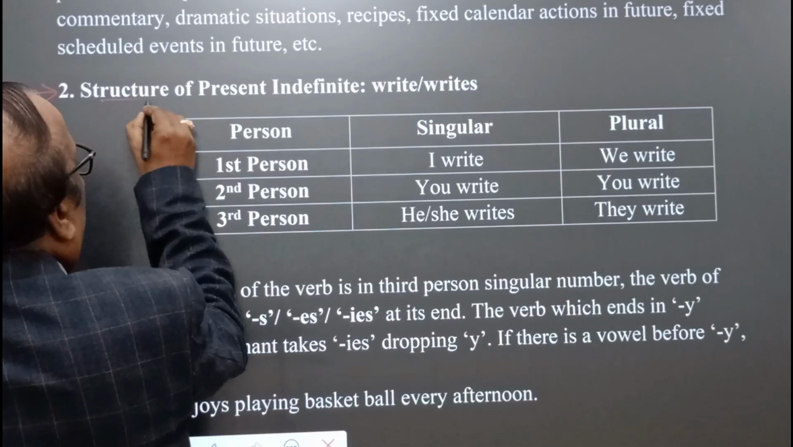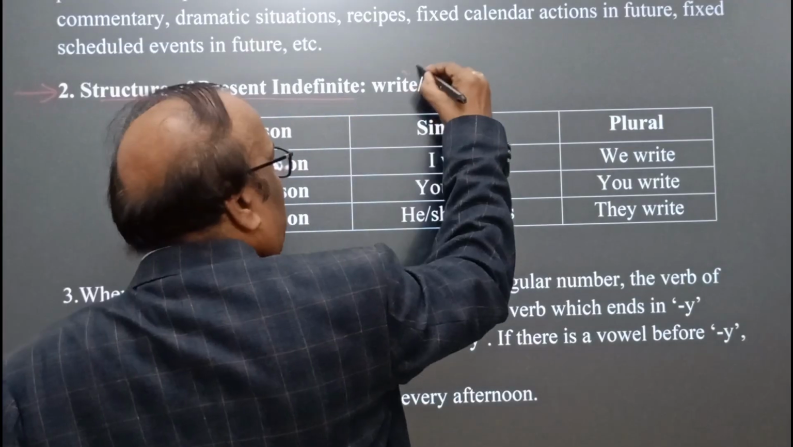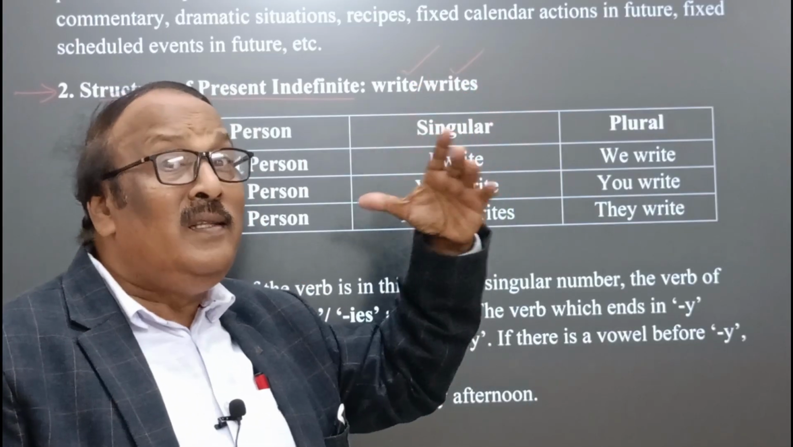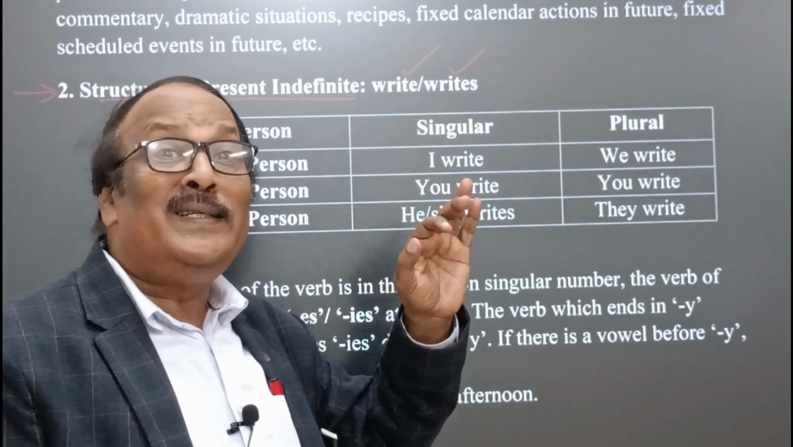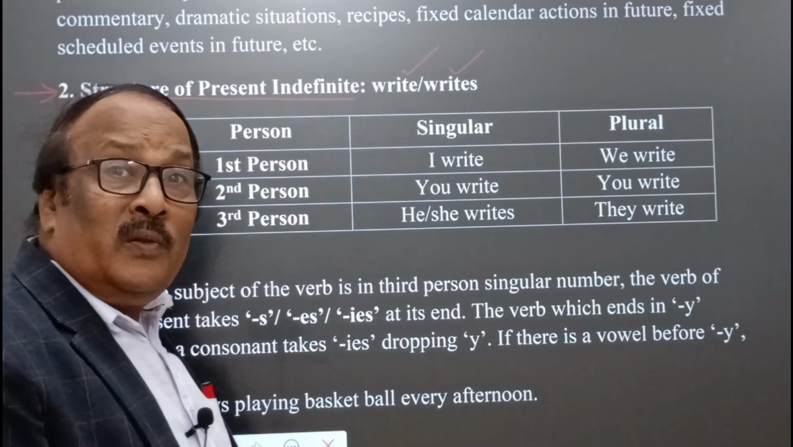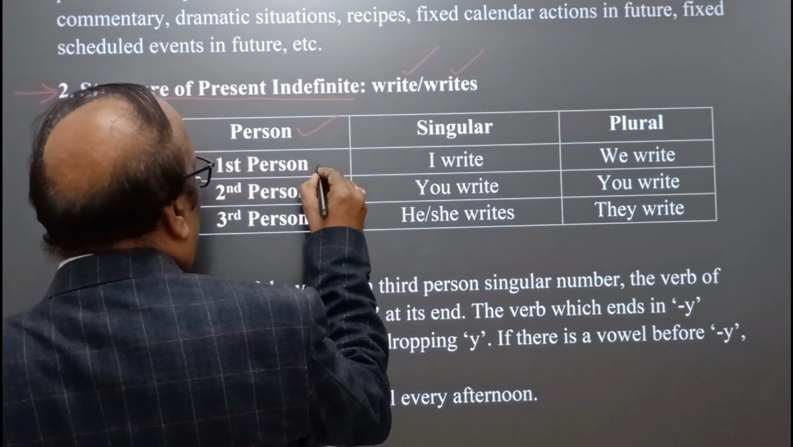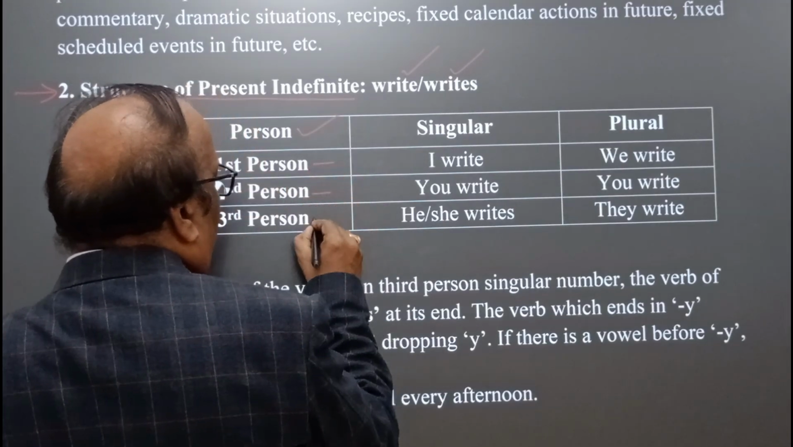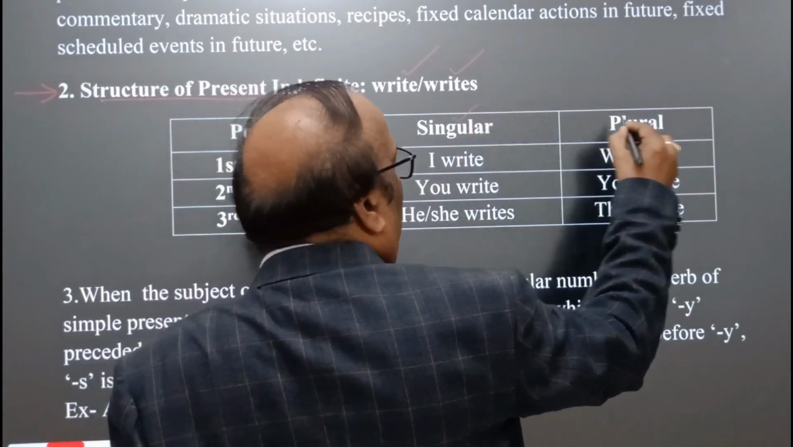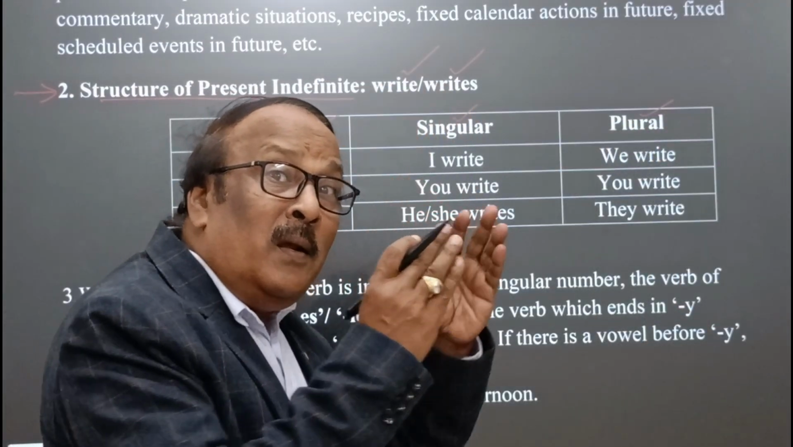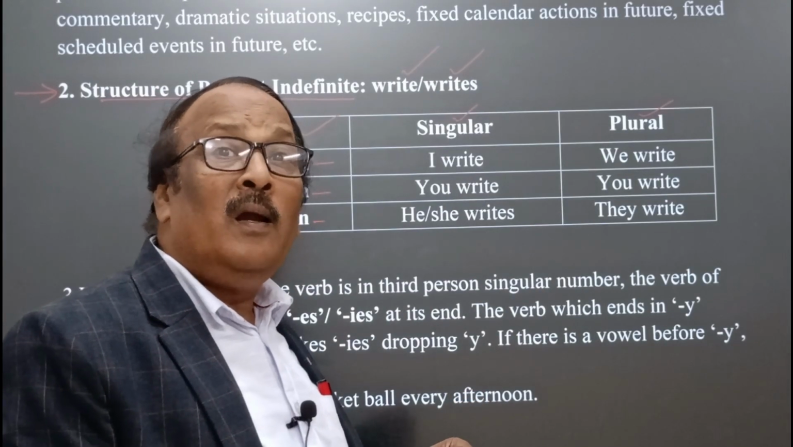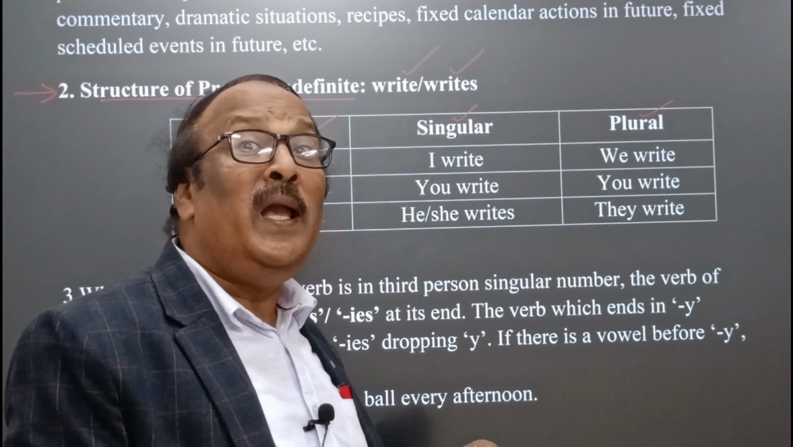Point 2, structure of present indefinite. Take the verb "write". Through this verb, we can easily know the structure of simple present. Here we have three persons: first person, second person, and third person. And here, numbers: singular number and plural number. Subject makes a close relationship with the verb. That is what we call concord or subject-verb agreement.